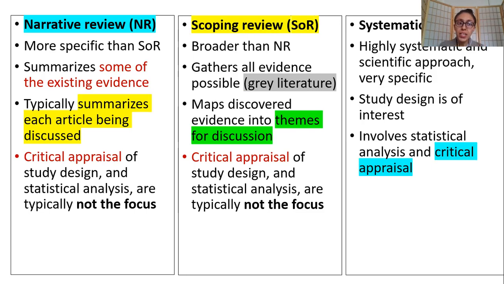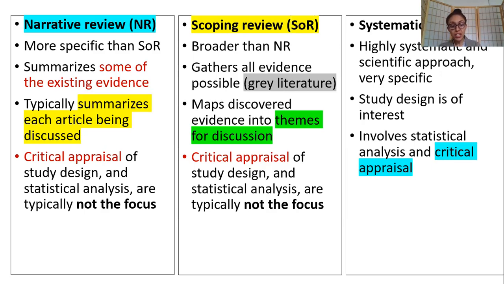Narrative review is a bit more specific than a scoping review. A narrative review summarizes the existing evidence, but it is more of a summary of evidence rather than a critique of the evidence. That is what a narrative review entails. Whereas in a scoping review, you're gathering all evidence, but this evidence may also include gray literature. Gray literature could be, say, PhD theses which are out there, or unpublished data which is out there.